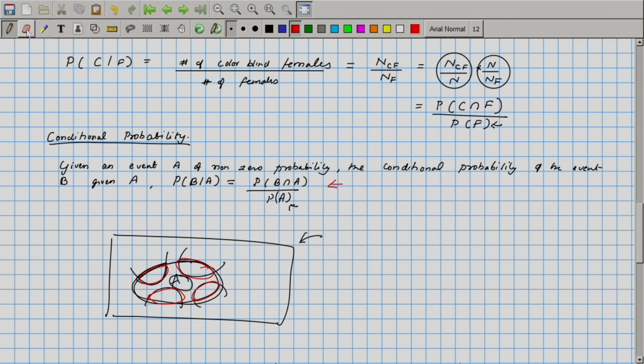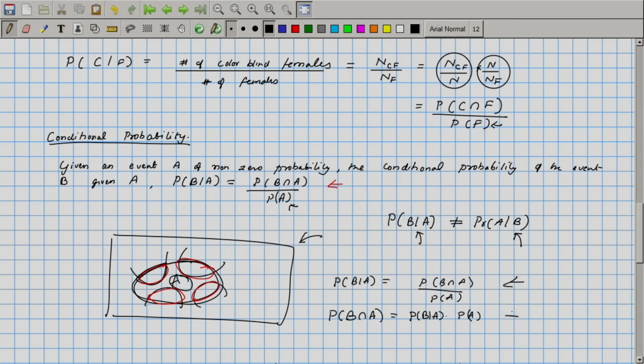Note that probability of B given A may not be equal to probability of A given B, okay, because here the conditioning is based on A, here the condition is based on B. So, we can write this formula, probability B given A is equal to probability B intersection A by probability A, as probability of B intersection A is equal to probability B given A into probability A. So, this can be thought of as a multiplicative form of this particular formula.